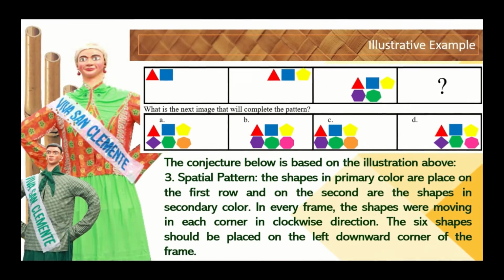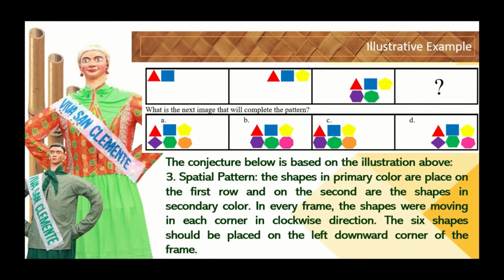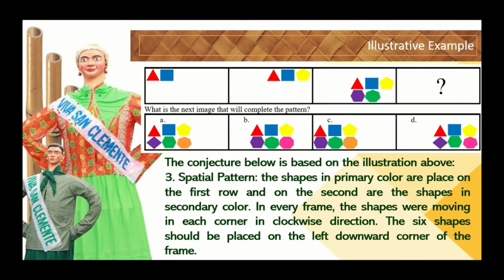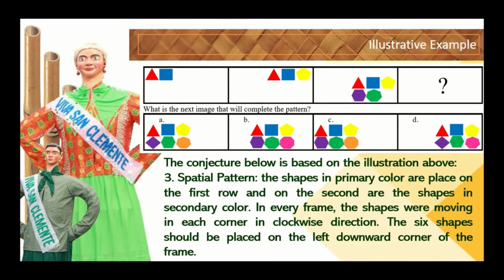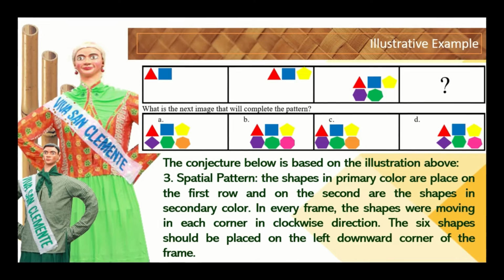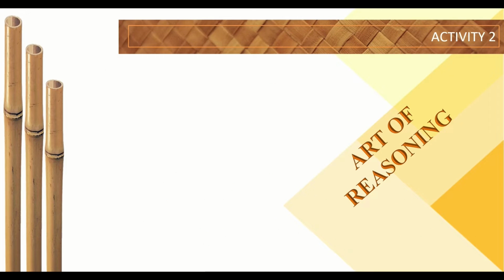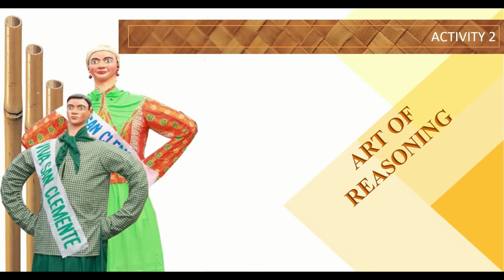The third conjecture below is the spatial pattern. The shapes in primary color are placed on the first row, and on the second are the shapes in the secondary color. In every frame, the shapes were moving to each corner in a clockwise direction. The 6th shape should be placed on the left downward corner of the frame. I hope you fully understand the given illustrative example. Let us now move to our second activity, the art of piecing.